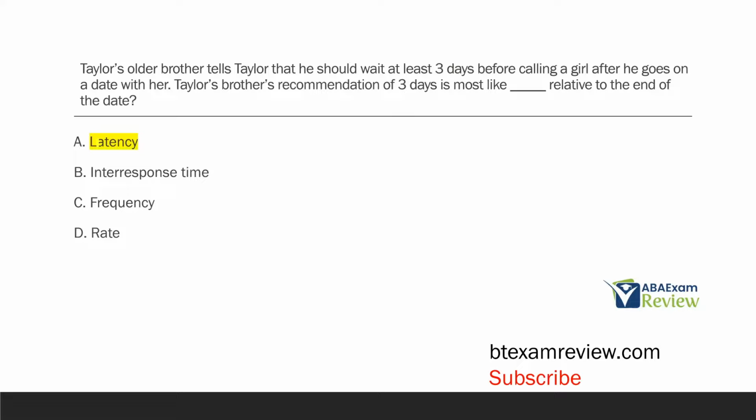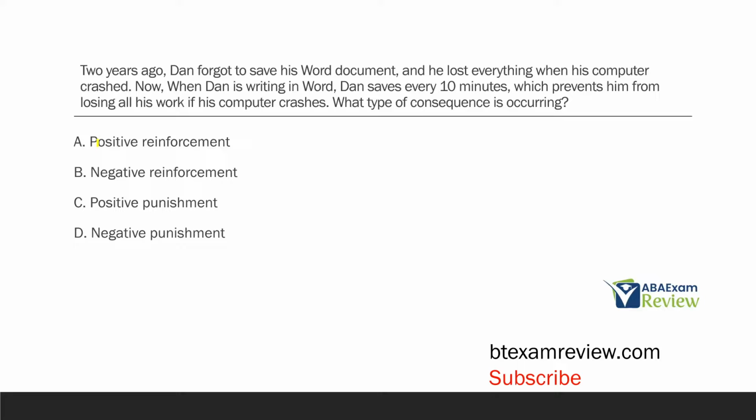That's our latency. 2 years ago, Dan forgot to save his Word document and he lost everything when his computer crashed. Now, when Dan is writing in Word, Dan saves every 10 minutes, which prevents him from losing all his work if his computer crashes. What type of consequence is occurring? So we have a consequence question.